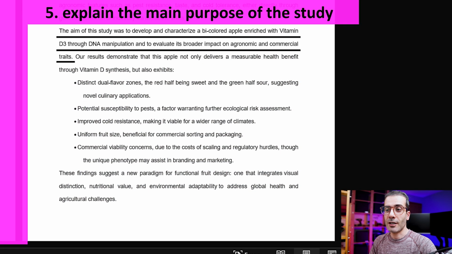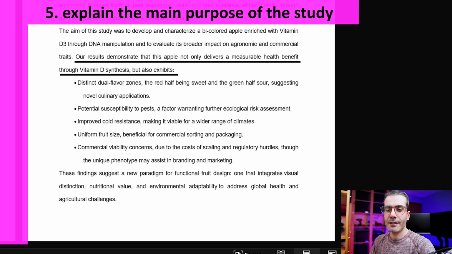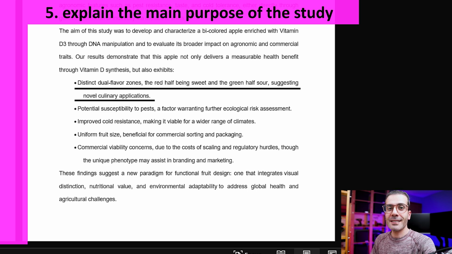And now we are gonna dive into the last one, the fifth, which is we are gonna explain the main purpose of our study. We are gonna start with stating the big picture purpose of our research. And then we are gonna introduce our findings with a positive lead. And we are gonna list them here.